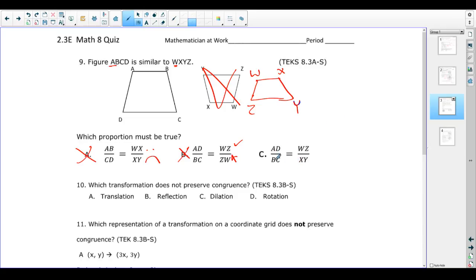That leaves only one left. Hopefully this is right. Otherwise I'm going to be doubting myself a lot here. So AD, it's on the left. WZ, it's on the left. That's good. BC is on the right. Corresponds to XY is on the right. Hey, that works. Okay, if you can. And sometimes it's not so easy, but this one is just flipped upside down. And then you just have to be careful because sometimes you make mistakes, right? Ha ha ha, like I make mistakes.